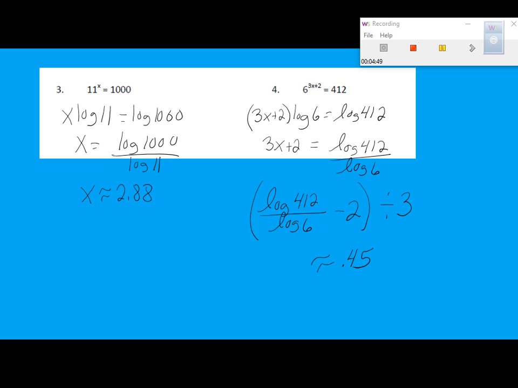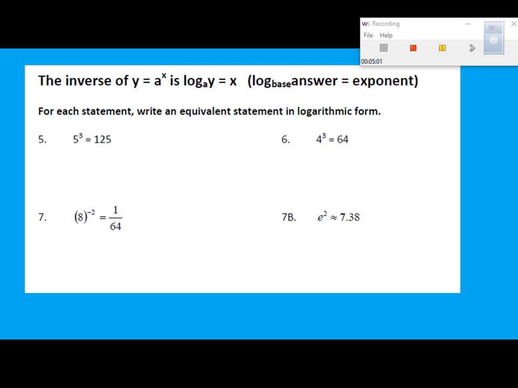So guys, I just wanted to hit some logarithms just to show you how they're used to solve. Now I'll start talking properties of logarithms.